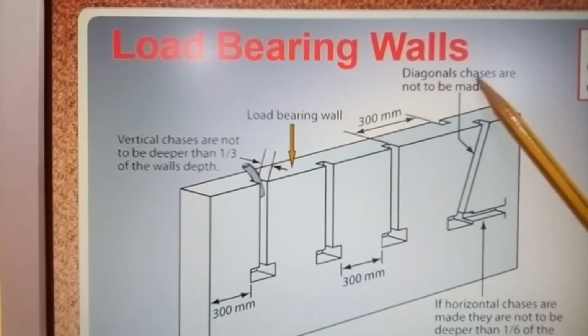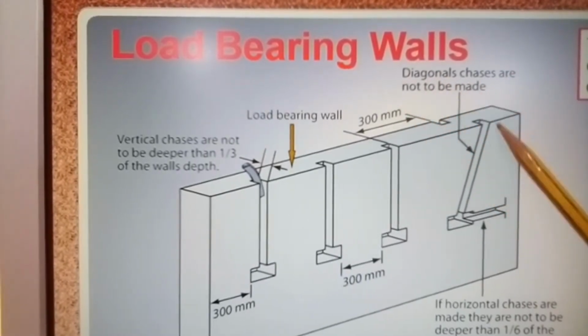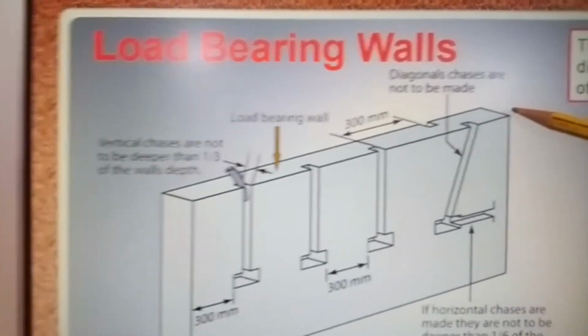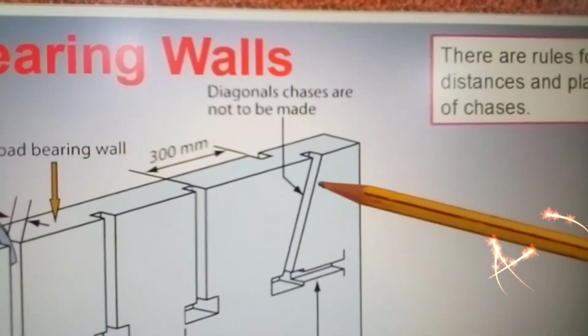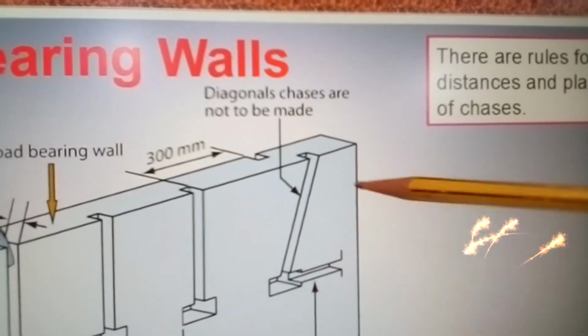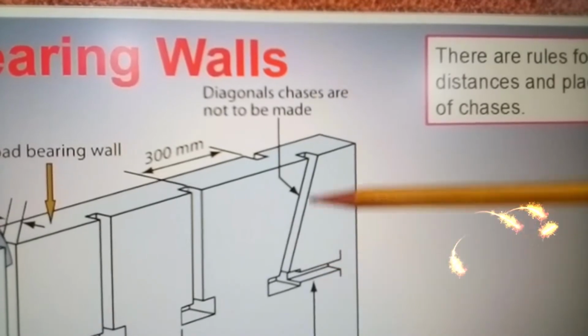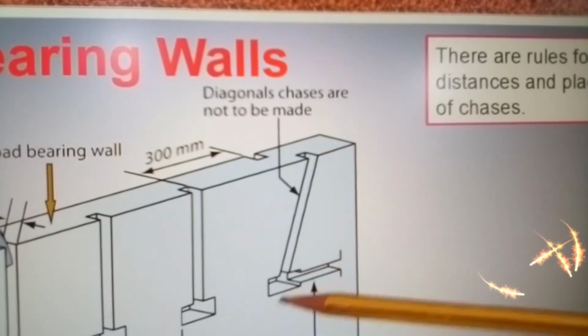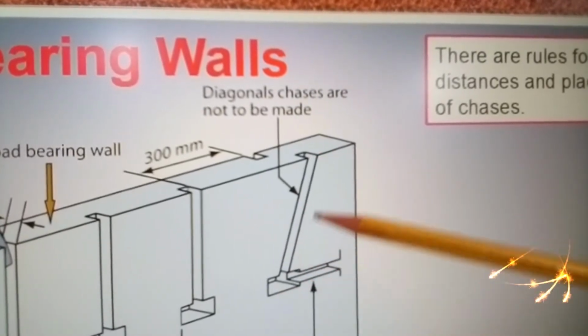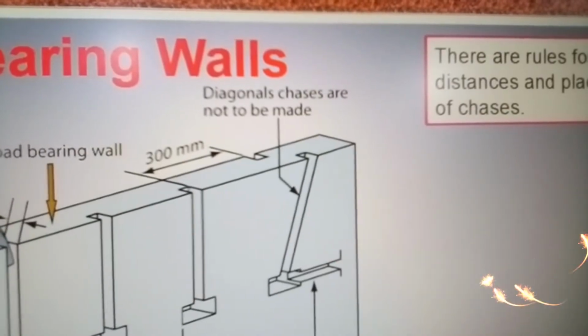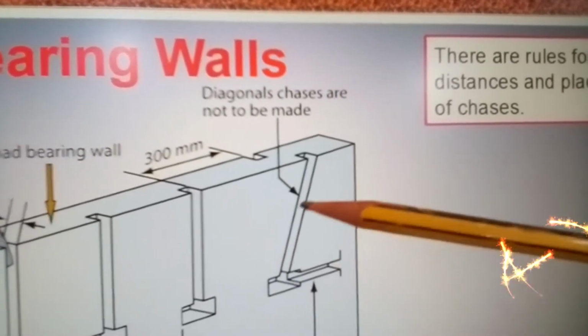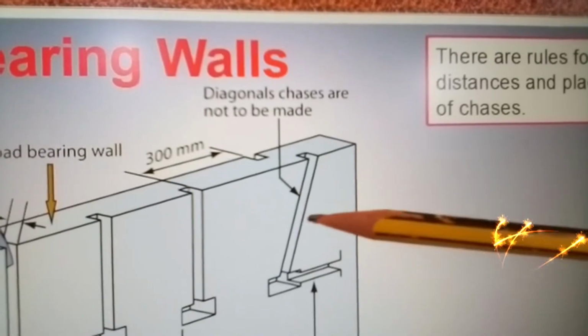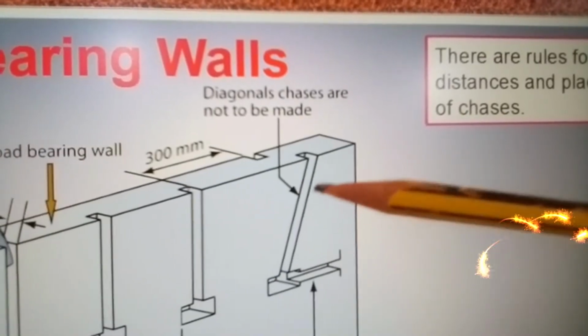Now diagonal chases are not to be made. So this kind of chasing here is not permitted. Your chasing should come straight down. No good going there and then swinging back to here. You're going to be weakening the structure, and it is the weakening of the structure that you need to be aware of and ensure that that does not happen.